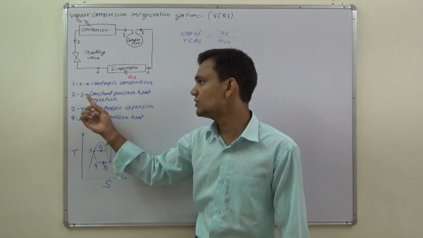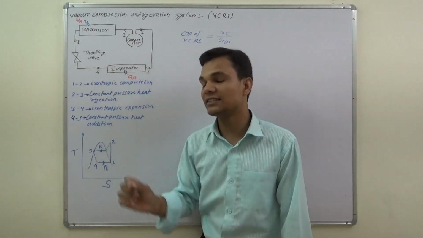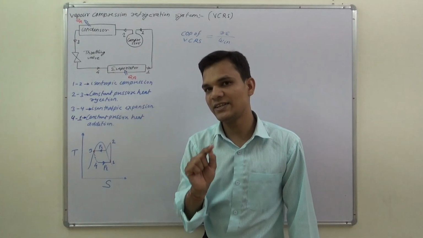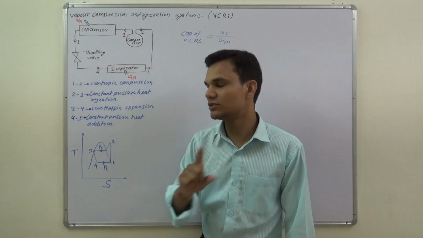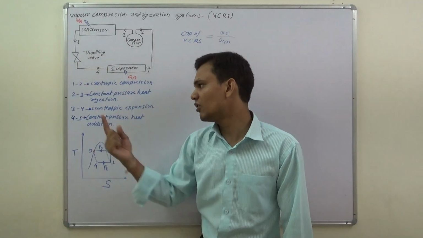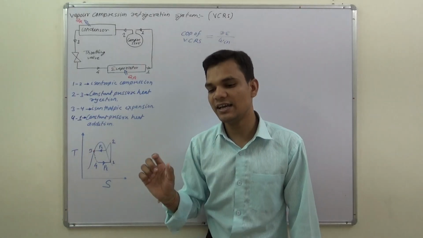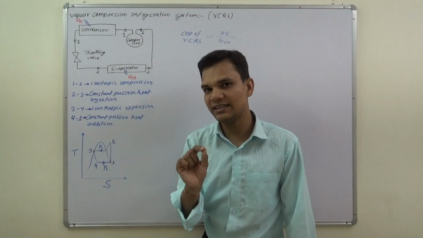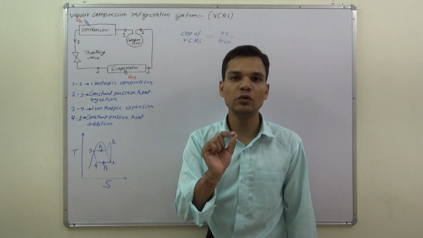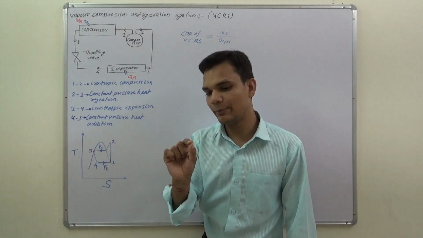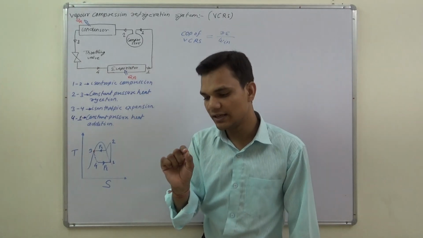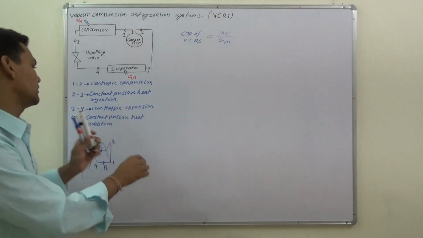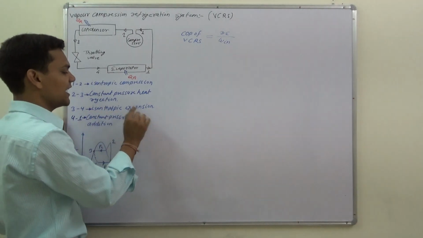The second process, 2 to 3, is constant pressure heat rejection. In the condenser, heat rejection takes place but the pressure of the condenser remains constant. The third one is the throttling valve, an isenthalpic process. As I said, in this process only the pressure of the working fluid decreases and temperature remains constant. Means enthalpy is a function of temperature in this process, that is isenthalpic expansion.